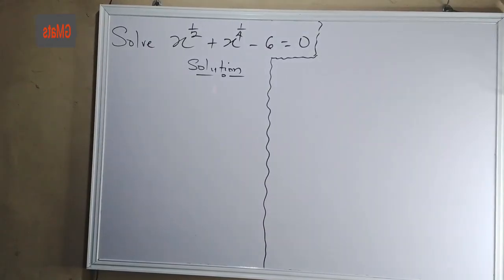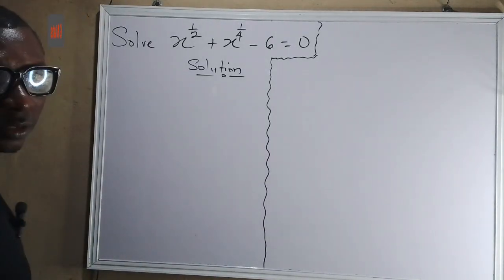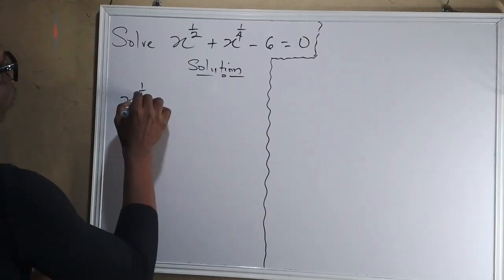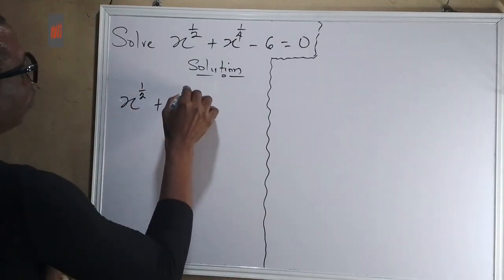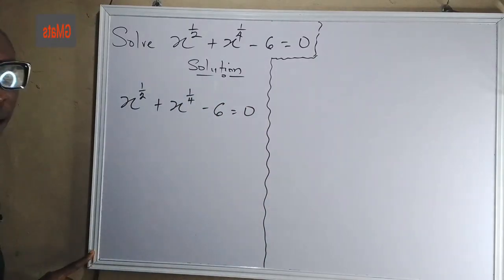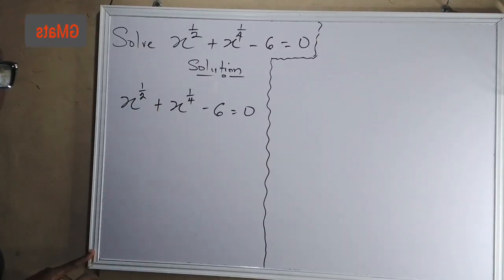Now you have to solve x raised to the power of 1 over 2 plus x raised to the power of 1 over 4 minus 6 equals 0. Now the first thing I'm going to do here is to adjust this 1 over 2.